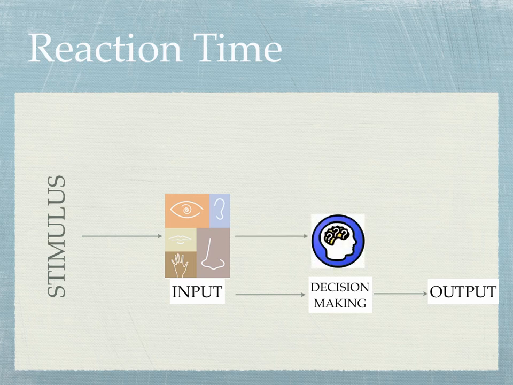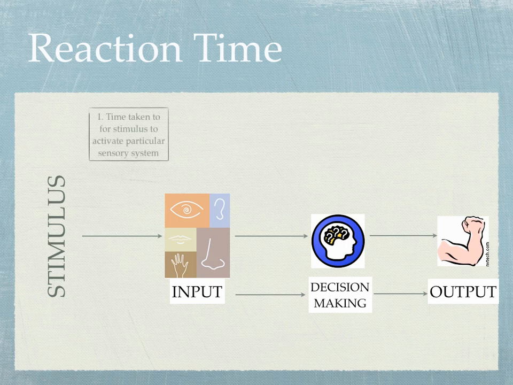Once that's happened, that message will have to be conveyed to the brain, and the brain is the part of the body which is going to take in and interpret that information and then decide what to do with that information. That will eventually lead to some form of movement, and to initiate that the brain will send a message to the muscles for them to produce the output.